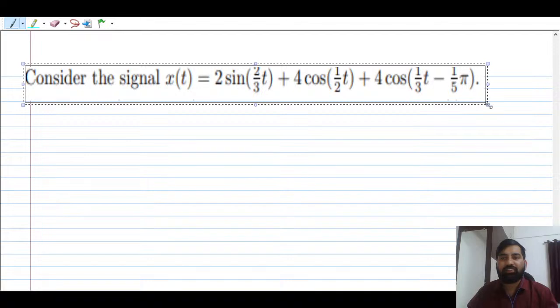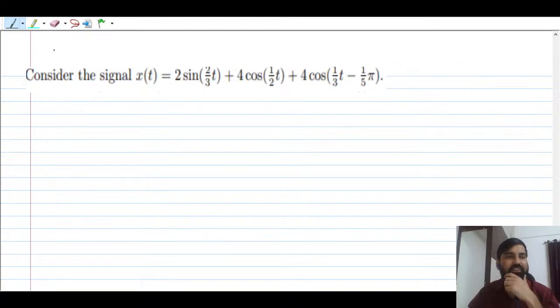Let me consider this signal. Okay, consider this first question. Consider x(t) = 2 sin(2/3 t), and so on. By looking at this you can say that the phase, here 1 by 5 pi, does not affect the periodicity.